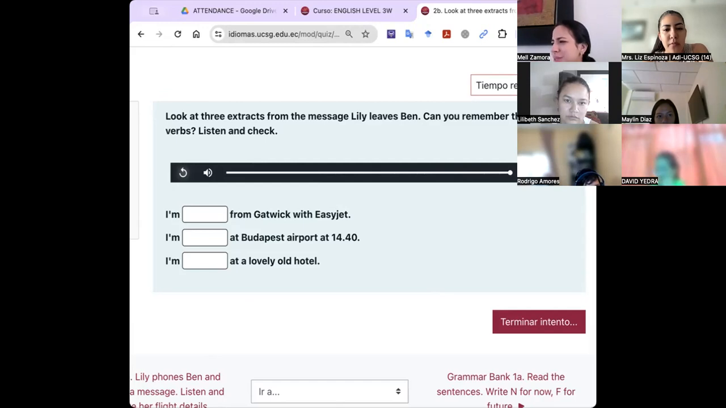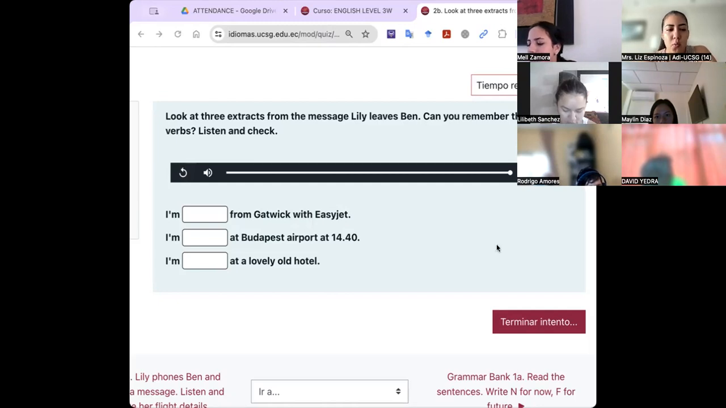All right, so she says something about staying, flying, and arriving. It's Gatwick with EasyJet. Gatwick is like saying Aeropuerto Simón Bolívar, right? Or the place. With EasyJet, it's like I mentioned yesterday with the example of Avianca, right? So that is an airline. Then we say at Budapest Airport at 13:40, then at a lovely old hotel. So we have stay, fly, arrive in this order.